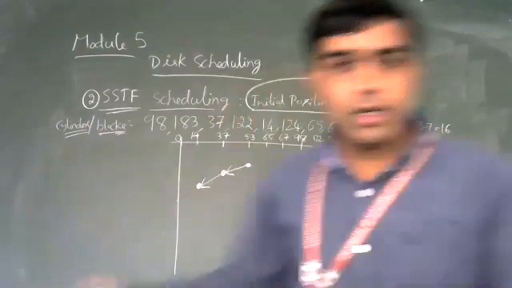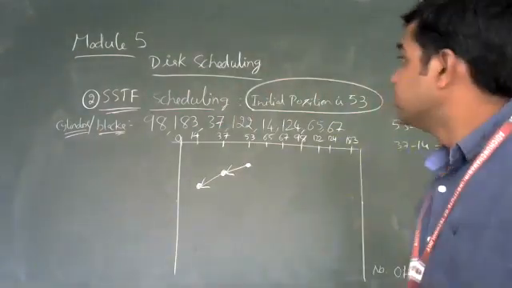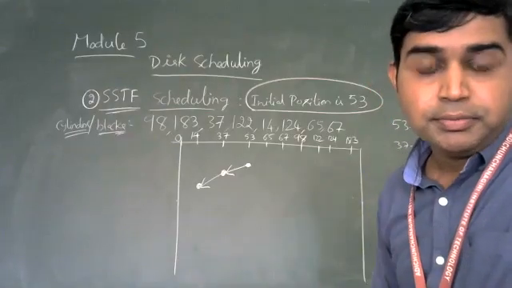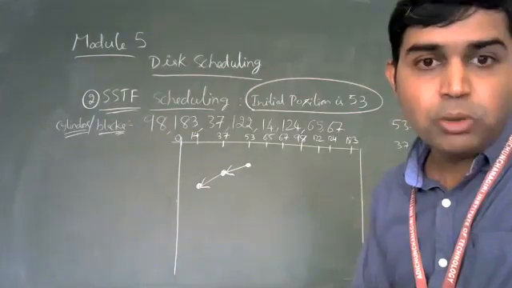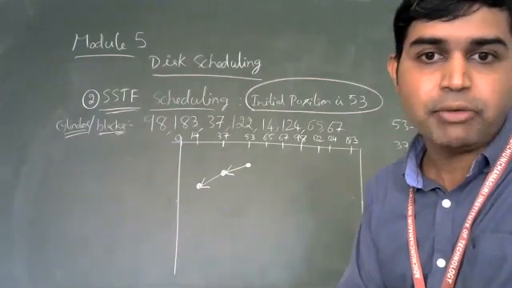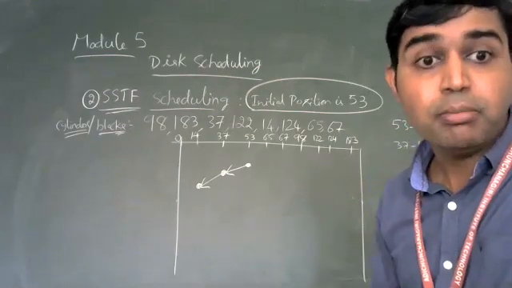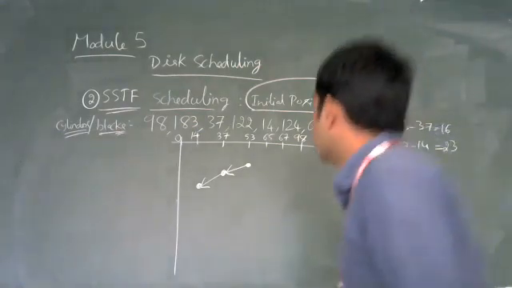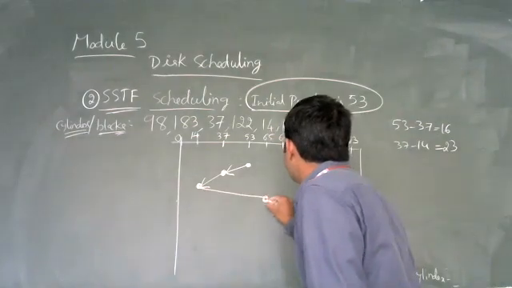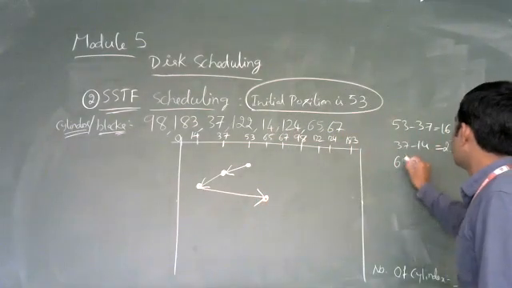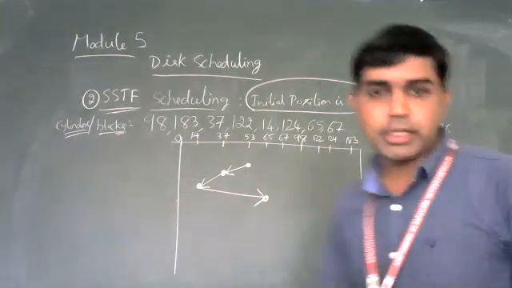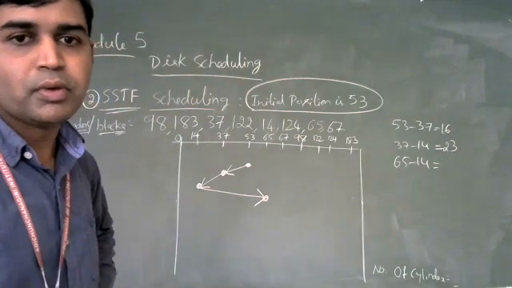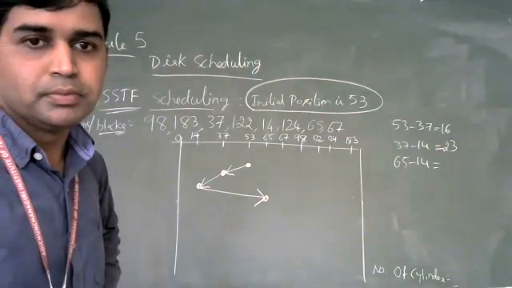Okay, next. From 14, which is nearest? From 14, which is nearest? 183, 122, 124, 65, 67, 98. Which is nearest from 14? 65. How much? 65 minus 14? 51.